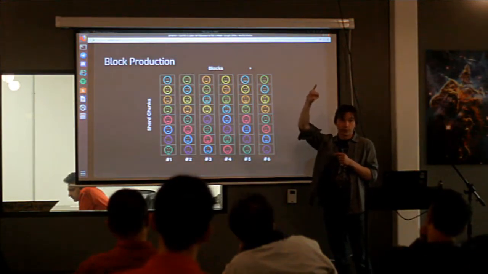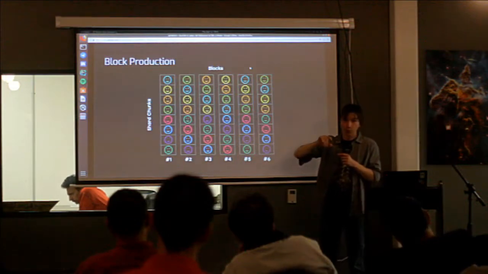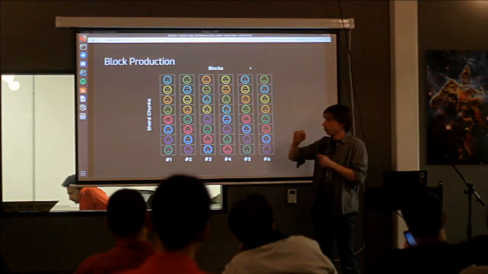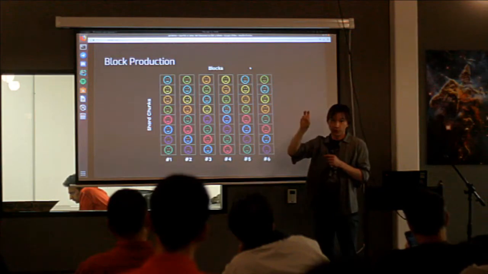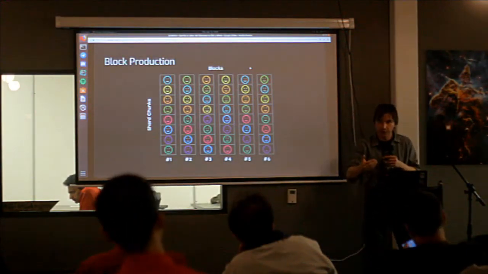People will only observe those parts of the block. And nobody produces the full block. Instead, you have some number of so-called block producers, or whales, because block producers are going to be someone who's staked a lot of money.